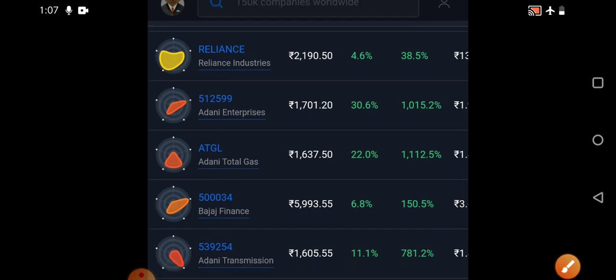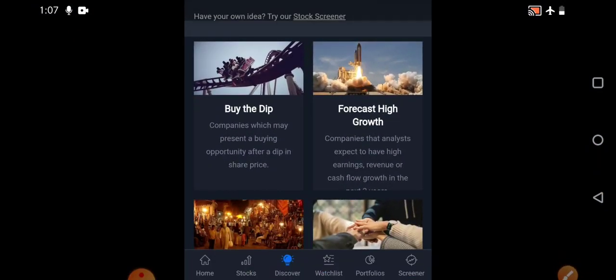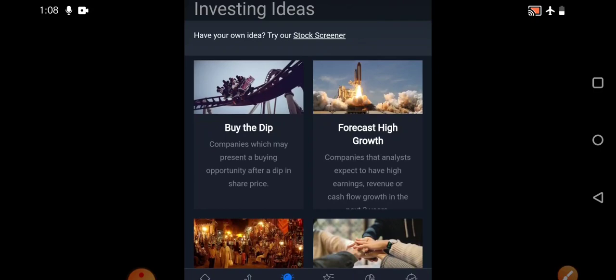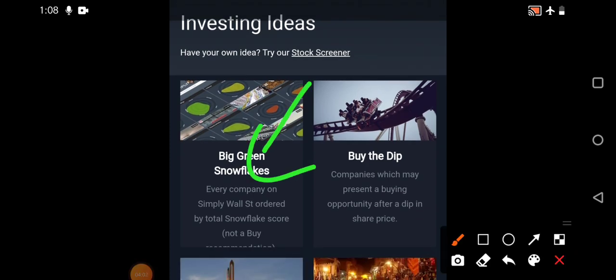Once you see this interface, if you go a little bit down, you will see home, stocks, discover, watch list. Directly click on discover. Once you click on discover, this interface opens where you will get investing ideas like buy the dip, and forecast high growth, like the stocks which may give high growth. Another most important thing that I would suggest is big green snowflake. That particular option you need to select. Once you click on big green snowflake, this is the particular thing that we want to focus on.